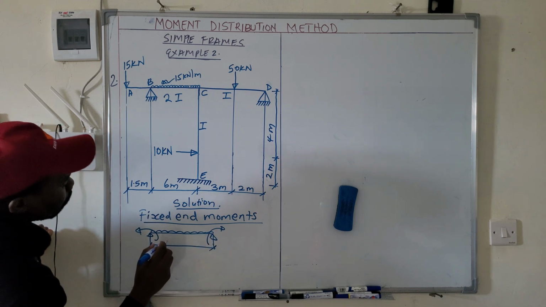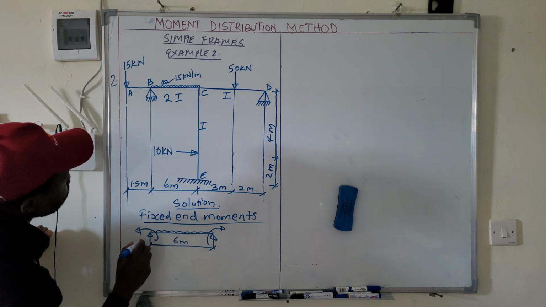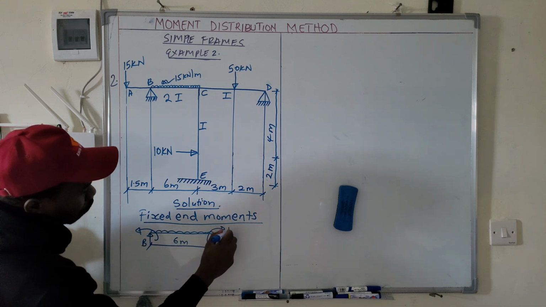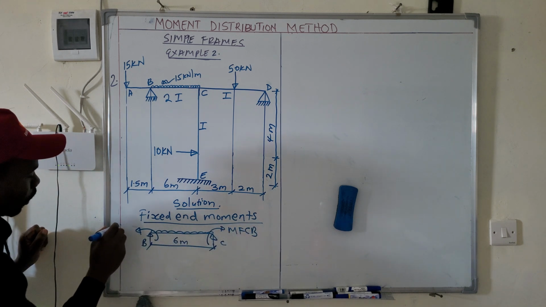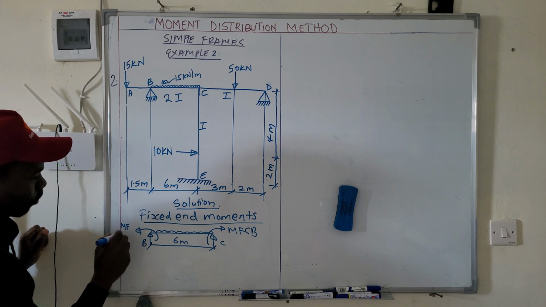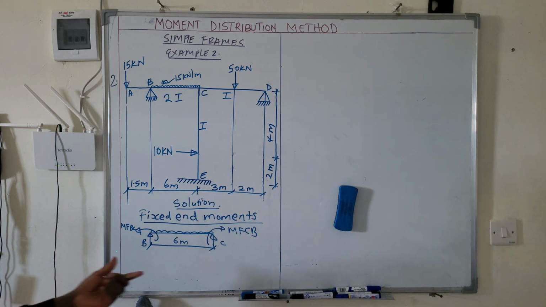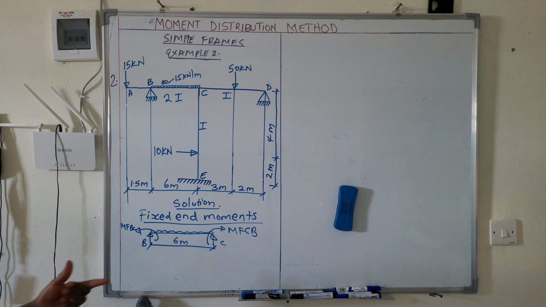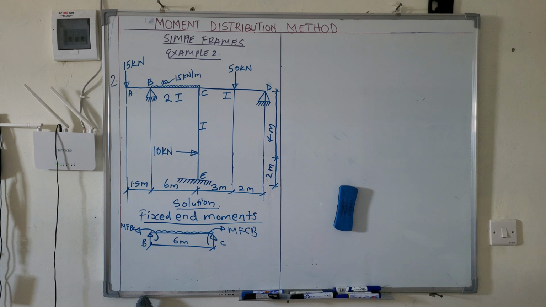So this is 6 meters, and this is B, this is C. This one will be MFCB, and this one MFBC. During the exam, it's not necessary to draw this. I'm just doing it for explanation. For you, you'll just calculate your fixed end moment directly from here.